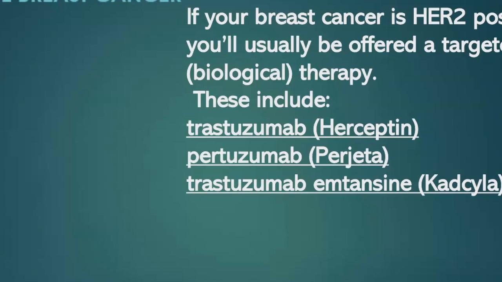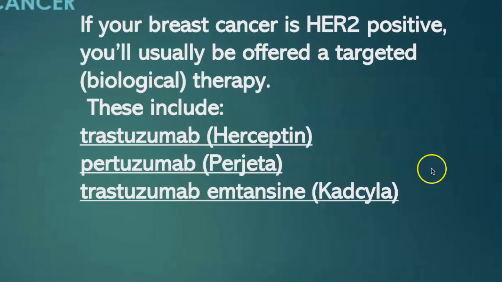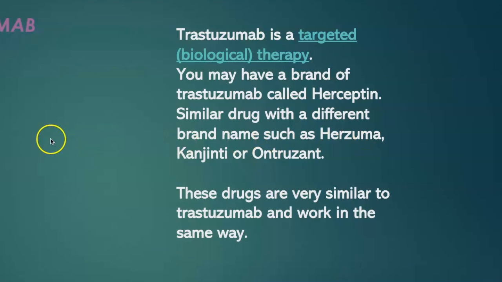Now, if your tumor is HER2 positive, you'll be offered a targeted therapy. This is a biological therapy that is specifically targeted to derail this abnormal growth of the tumor based upon the presence of abnormal numbers of HER2 receptors. And these types of drugs include trastuzumab or Herceptin, pertuzumab or Perjeta, or trastuzumab emtansine, which is Kadcyla. The names can get to you. Anyway, we're going to be looking at these different types of therapeutics.